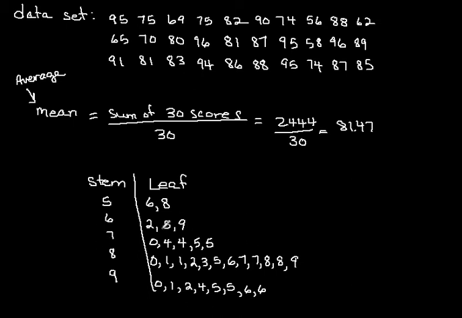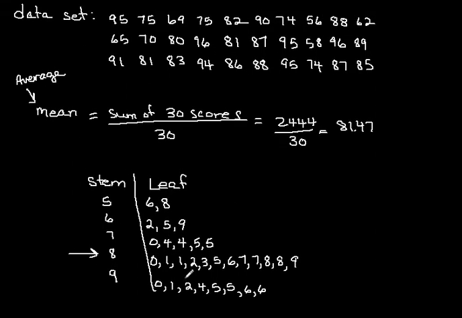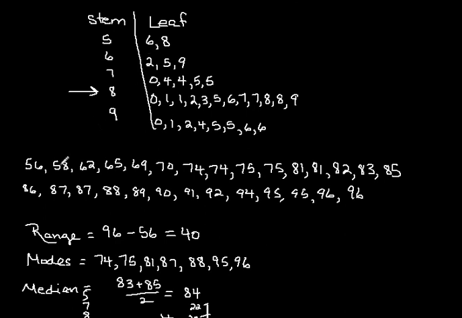So you can quickly look at this and say, wow, we have more 80s than any other numbers. That's just a way to look at it, and you can get a picture of what your data looks like. You can see there's more 80s, more 90s, not many 50s. It's a nice little picture. Also, once you put them in your stem and leaf plot, you can easily rewrite them into the correct order. So we would just do 56, 58, 62, 65, 69. When I write them out, it ends up being in order.